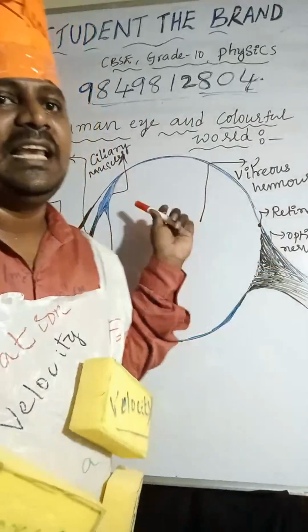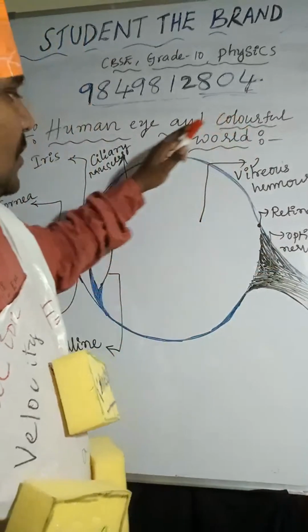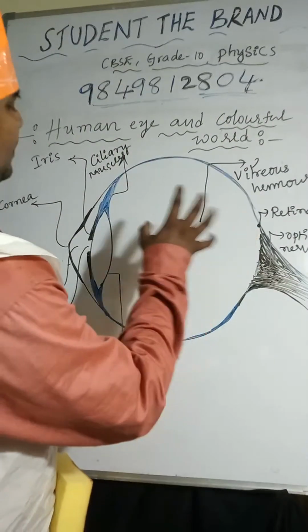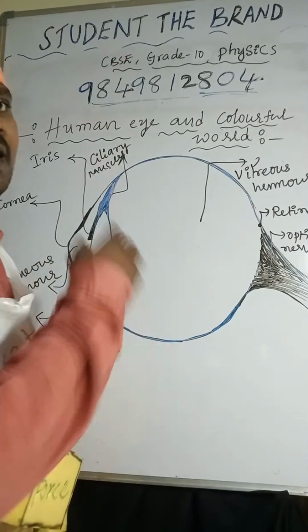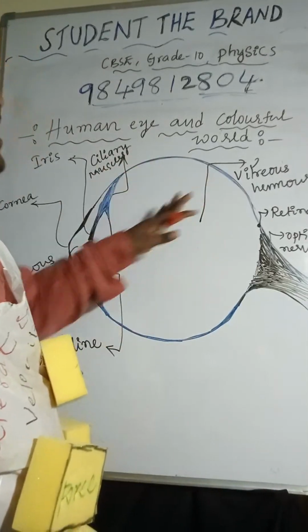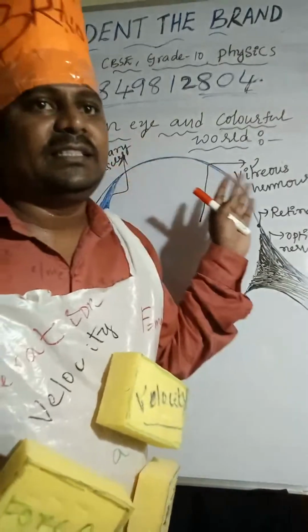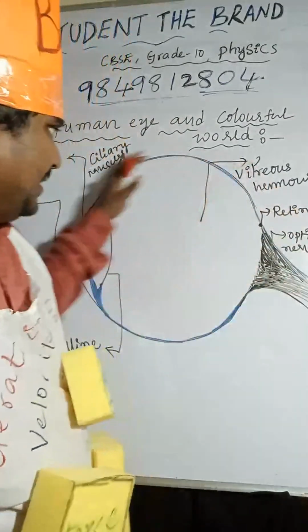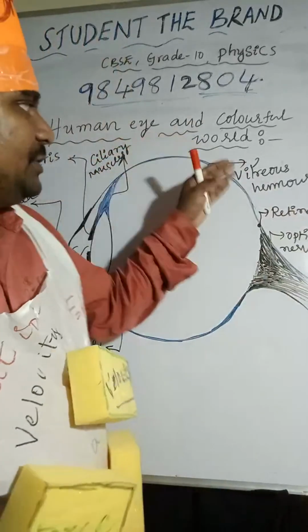Vitreous humor is a jelly type liquid present between the eye lens and retina. So this entire portion is filled by the vitreous humor. It provides sufficient force and pressure to maintain the shape of the eyeball, so the vitreous humor plays a key role.